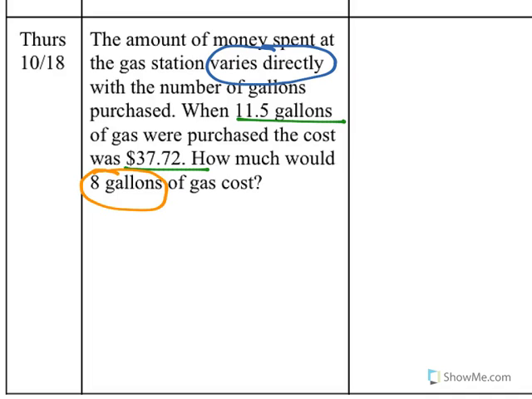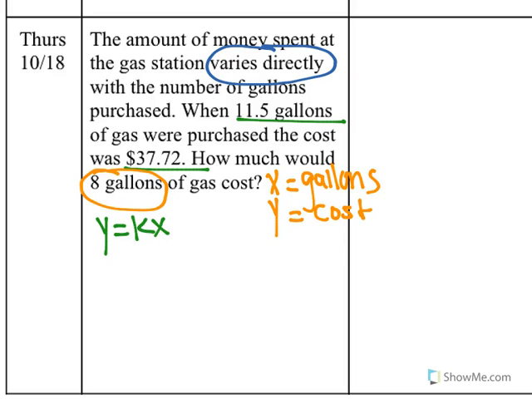So we first need to identify our variables, and so we need an x and we need a y. We're going to let x be gallons and y be cost, because the number of gallons affects the cost of the gas. And so we know that our direct variation equation is y equals k times x. So we do need to solve for k.